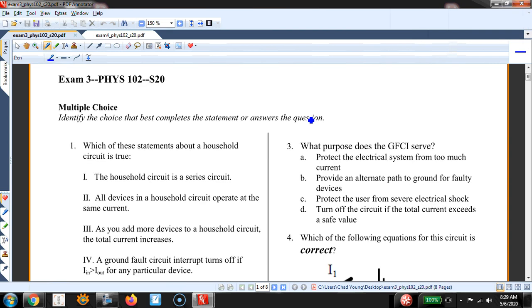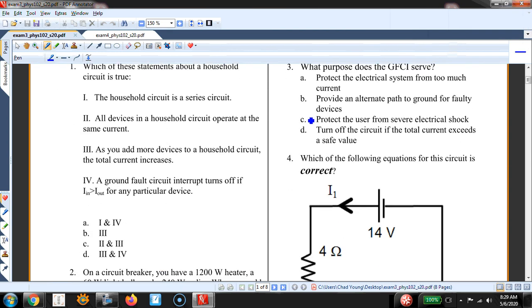Okay, exam 3 from spring 20. Which of these statements about a household circuit is true? The household circuit is a series circuit? Nope, it's a parallel circuit. All devices in a household circuit operate at the same current? Nope, they operate at the same voltage.